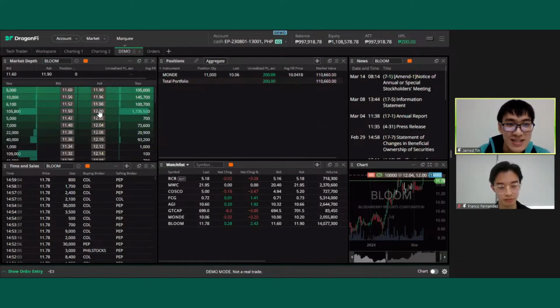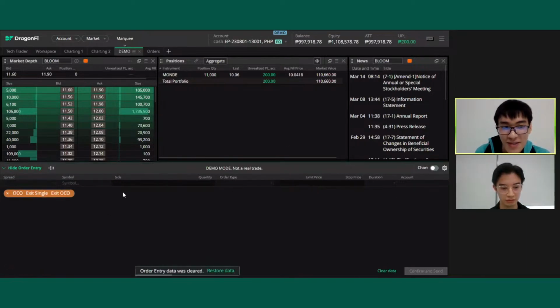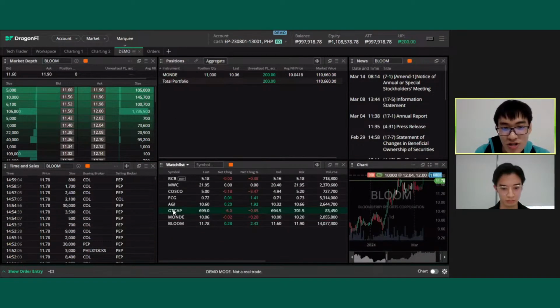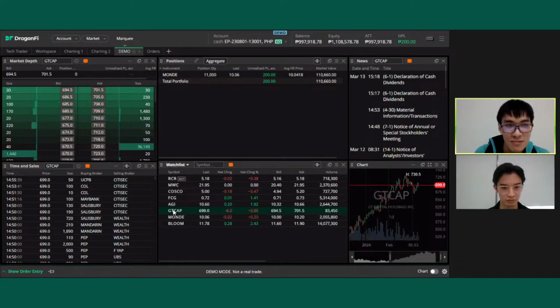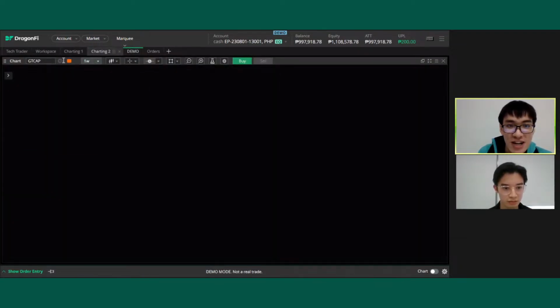I mean, these buttons. So here, 12, then it will pop up the order. If you want to change your order, just press here, clear data, and there. Then you can pick another stock. So for example, GT cap, right? So GT cap, let's look at the chart of GT cap.